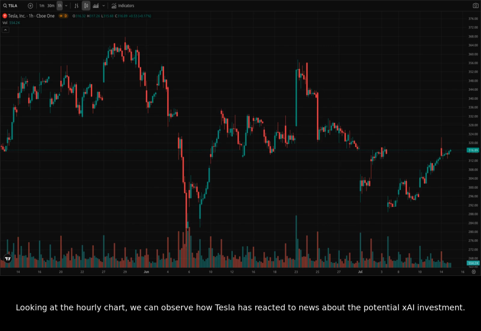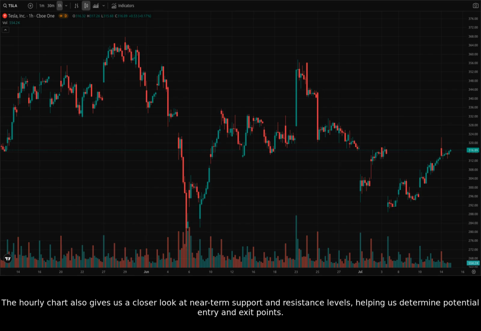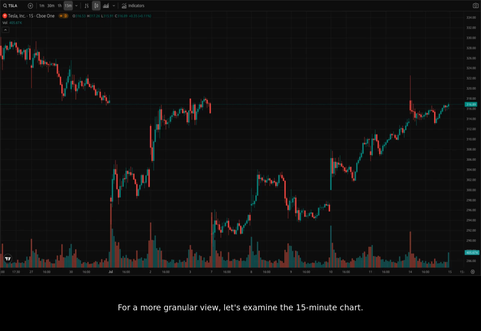Looking at the hourly chart, we can observe how Tesla has reacted to news about the potential xAI investment. We see volatility and upward movement after the news broke, but it's important to see how sustainable this is. The hourly chart also gives us a closer look at near-term support and resistance levels, helping us determine potential entry and exit points. For a more granular view, let's examine the 15-minute chart.